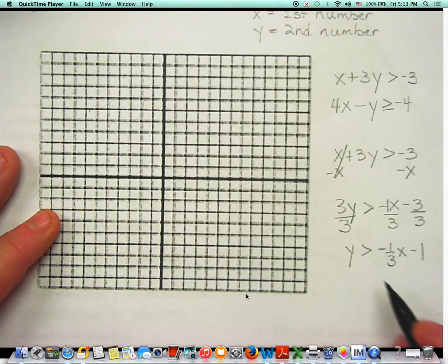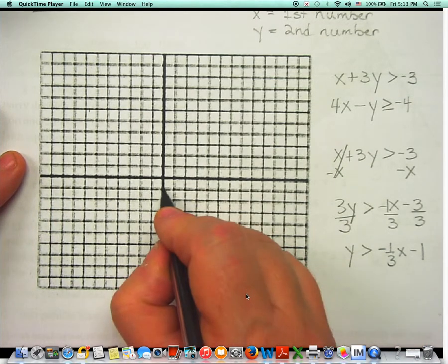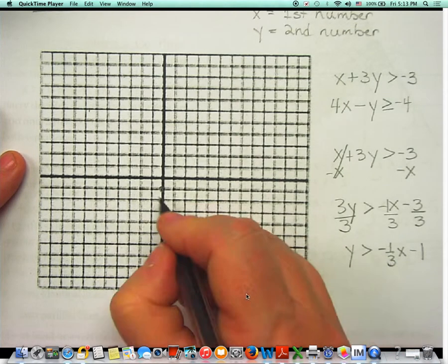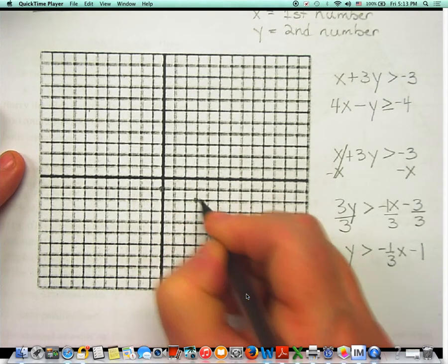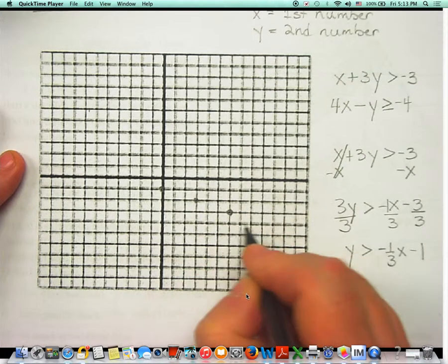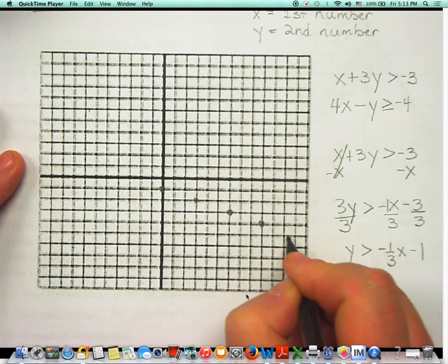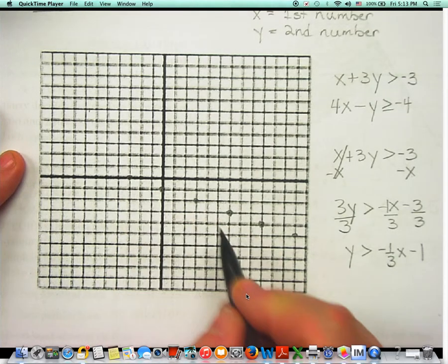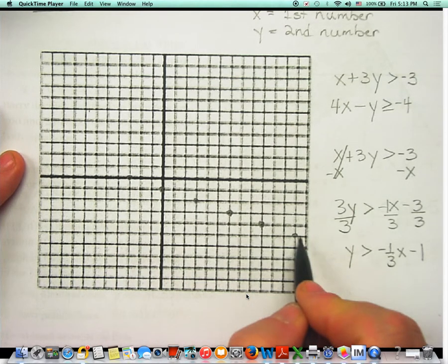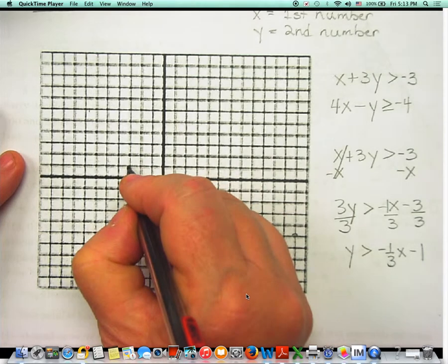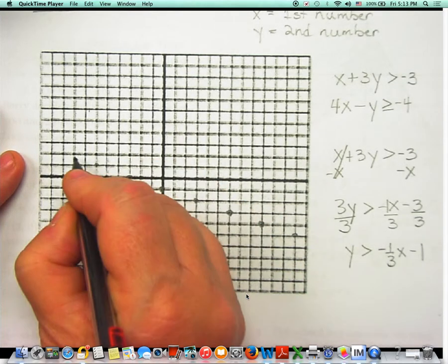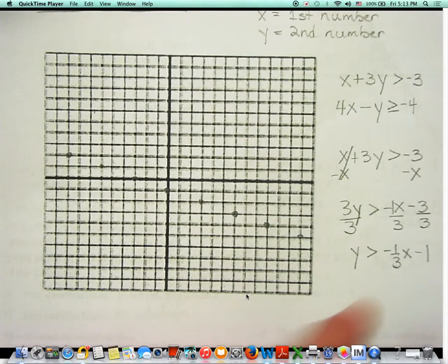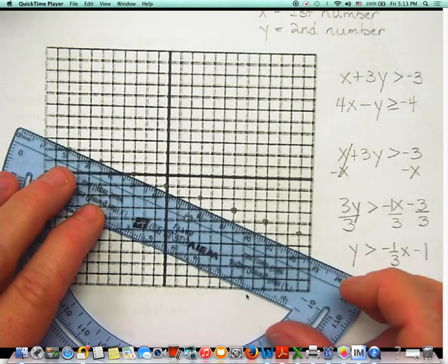Then I'm going to go ahead and graph this. So I'm going to start at negative 1. And this means I'm going to go down 1, right 3. And I can go backwards. I can go up 1, left 3. And it does not have an equal sign. So this is going to be a dotted line.